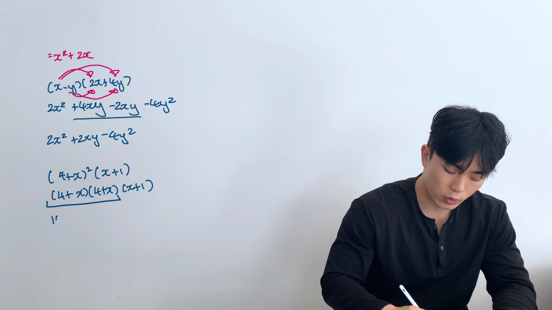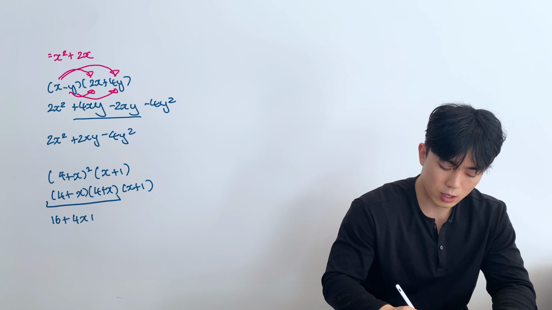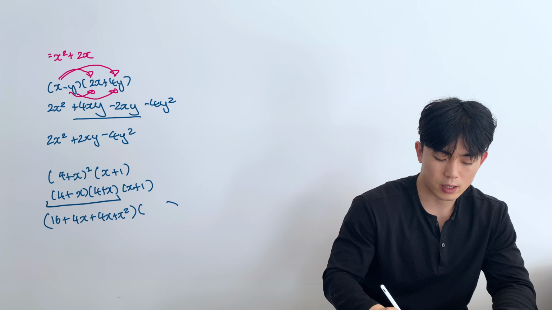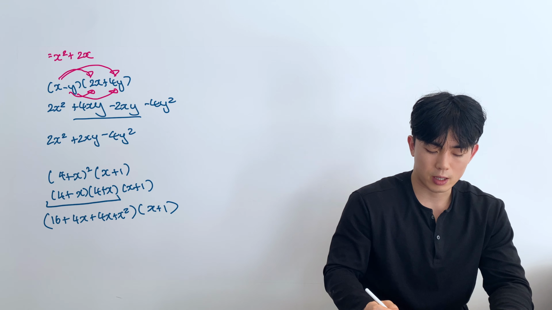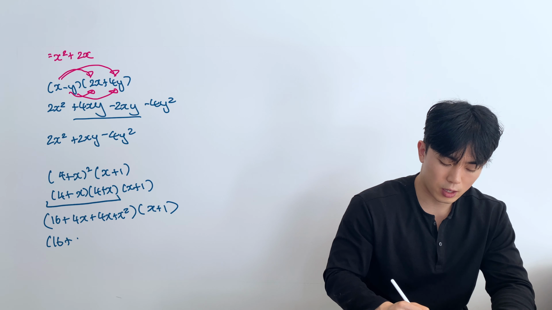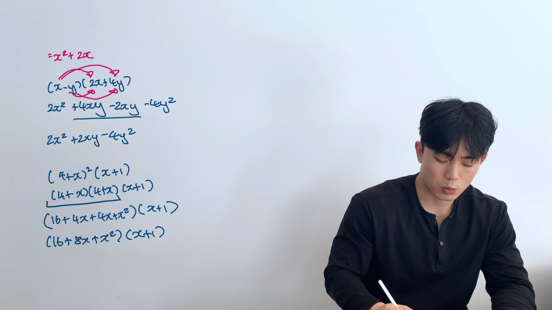So we get 4 times 4 is 16 plus 4x plus 4x plus x squared. So that's the 2 brackets expanded. And now we need to multiply to this one. I can simplify this a bit. So I have 16 plus 8x plus x squared multiplied by x plus 1.